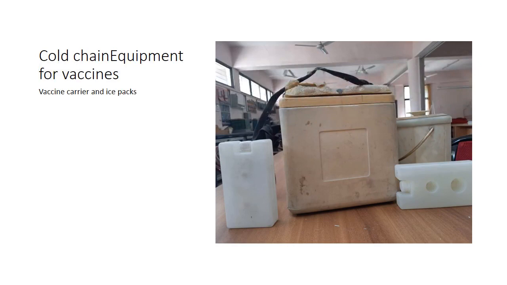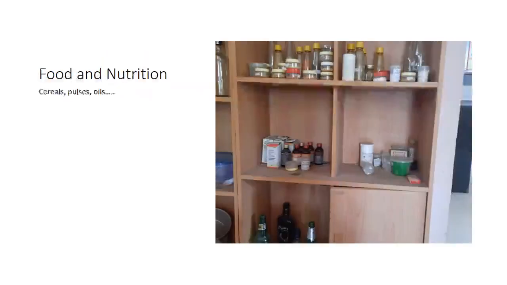So the vaccine carrier is an important member of a cold chain system for maintaining potency of vaccines. It has been used for the last 40 years in the universal immunization program. Nowadays, even vaccines against corona, Covishield or Covaxin, are transferred from one place to another using such vaccine carriers.